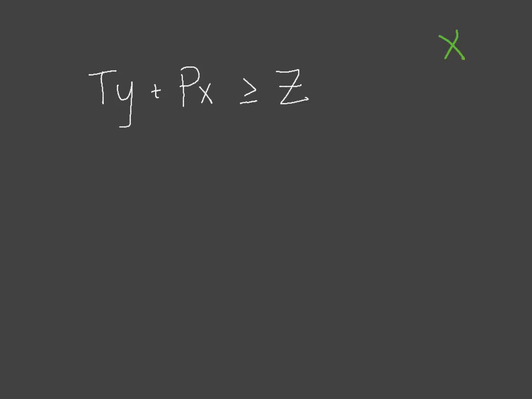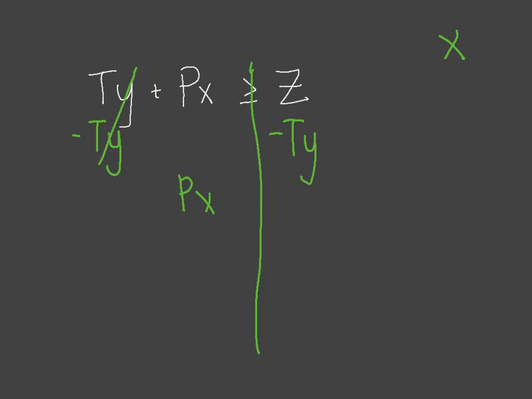Here I want to get x by itself. We notice that this is an inequality. I find my variable, which is x, and I work away from it. Right here, this is a positive ty, so the opposite of positive is minus ty. I do that to both sides. My ty's cancel, and I'm just left with px. And I have z minus ty.